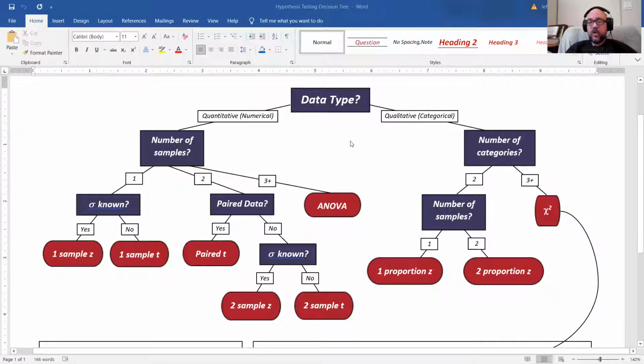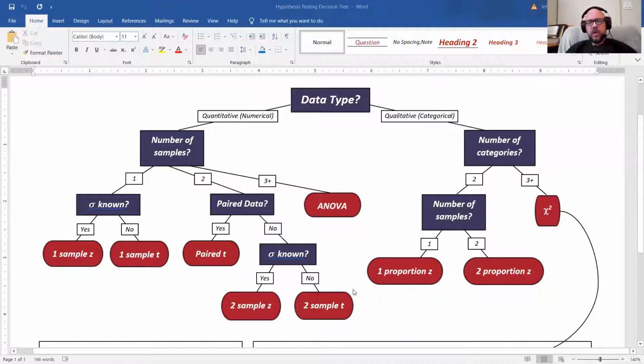It's like a flowchart, essentially, where the first two questions you ask yourself almost completely determine what you're going to do. First question: what type of data do I have? Is it numerical or categorical? And the second question: how many samples do I have? Or how many samples and/or categories, for categorical data, which we'll see in just a second. And then once you do that, you're mostly home free. After that, it's some minor details about, do I know sigma? Is this data paired, et cetera. But you basically want to think like a flowchart.